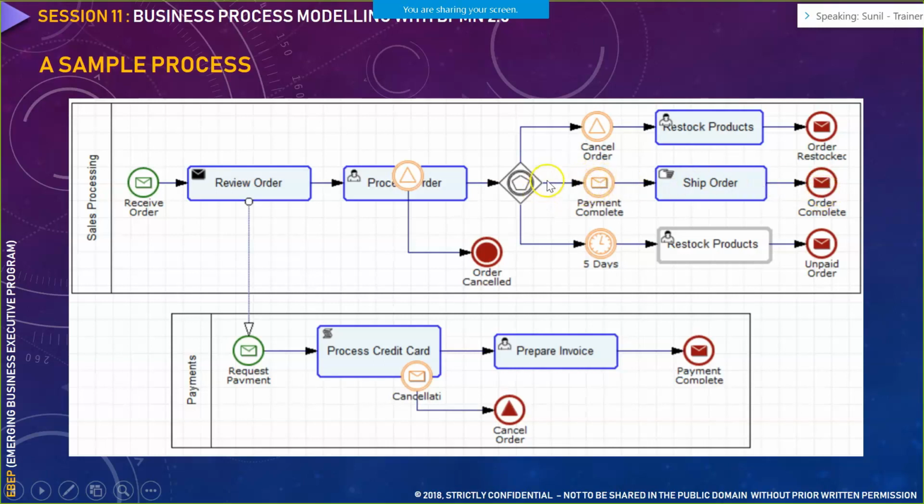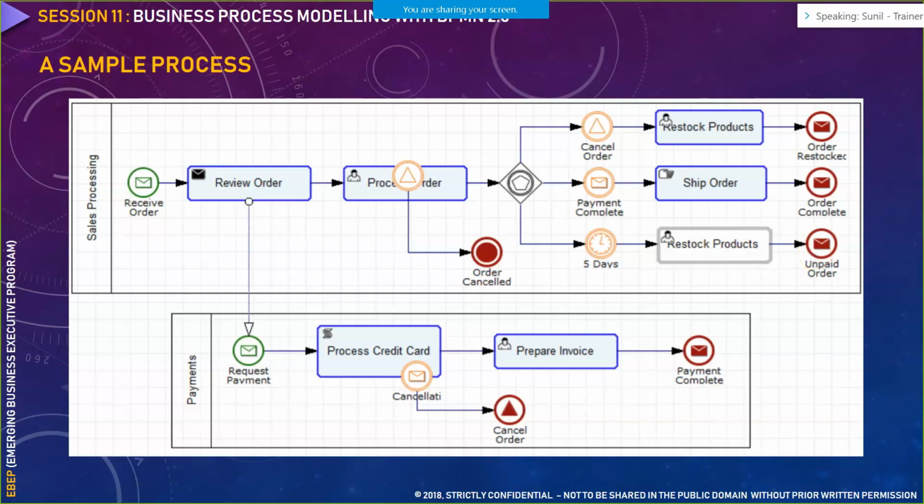What about the case wherein the payment has not been completed? They would cancel the order and restock the particular product, and then the order would be restocked. Now, if that particular order is not available at that point of time after they have received the order, they would take a 5-day waiting period, restock that order, and mark that order as unpaid.